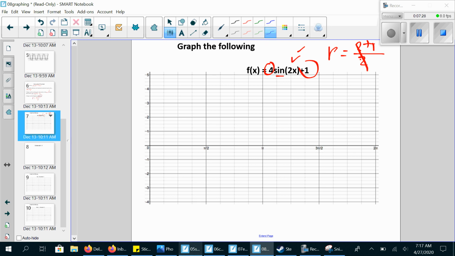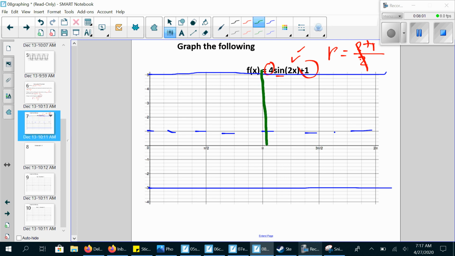Start with the midline. We've got a midline at 1. I'm going to draw it as a dotted line. And then I've got a maximum of, let's see, 1 plus an amplitude of 4 is going to bring me up to 5. So my maximum is up here. And then the minimum is going to be that one, and then down 4, minimum is going to be at -3. And then my period is pi, so I'm going to just draw in a line at pi.